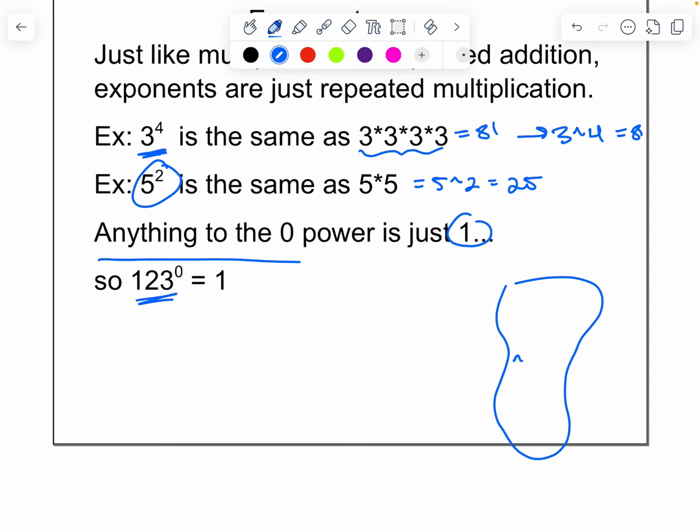If you do anything to the 0 power, you're just going to get 1. It doesn't matter what you do to the 0 power, you're just going to get 1. The only exception to that is you're not going to do 0 to the 0. But you could do a negative number to the 0 and still get 1.